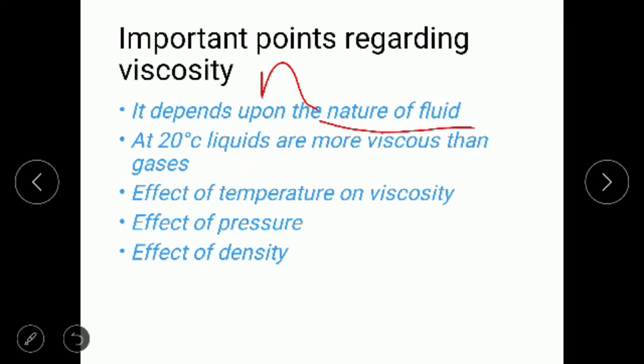The second point is that at 20 degrees Celsius, liquids are more viscous than gases. For one example, you can take water. The coefficient of viscosity of water at 20 degrees Celsius is less than that of air at the same temperature.